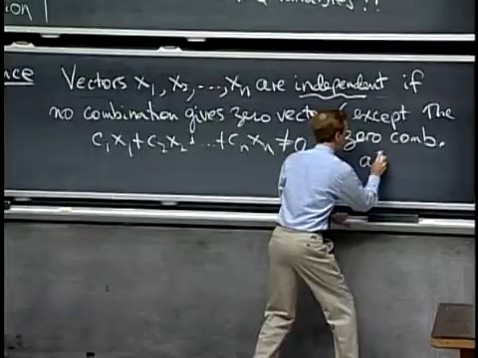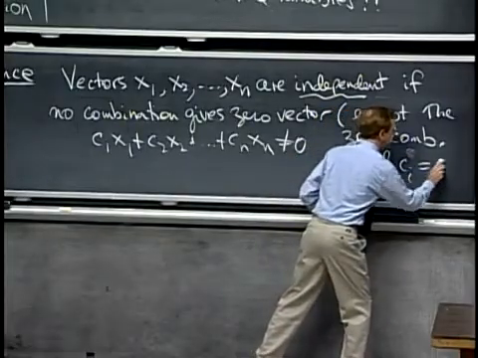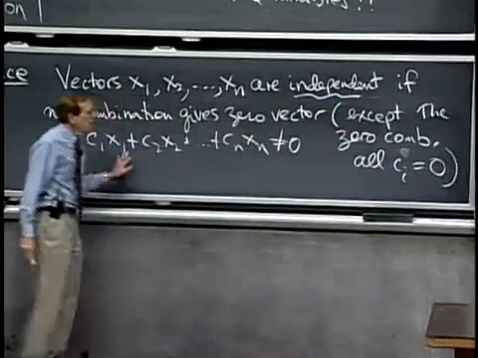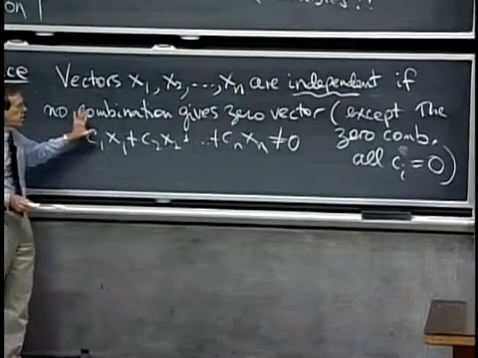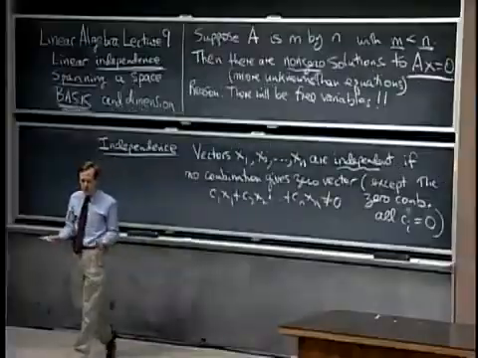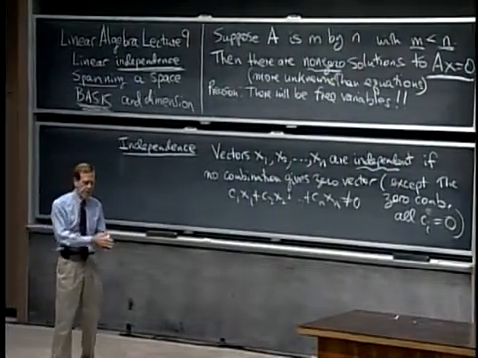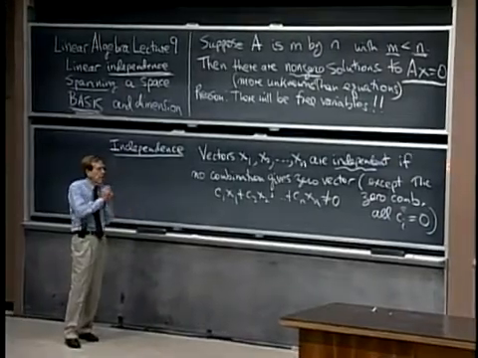This is when all the c's are 0. Then, of course, that combination, I know I'll get 0. But the question is, does any other combination give 0? If not, then the vectors are independent. If some other combination does give 0, the vectors are dependent.